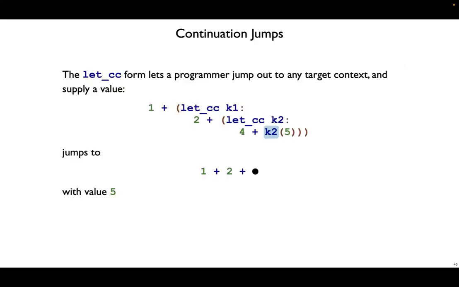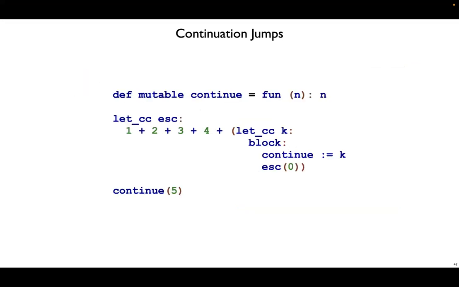So that's jumping out. Now, does it ever make sense to jump into a continuation? Yes, it does make sense to jump in. We just need to give a name to that continuation that we want to jump to. And for that, the easiest way to go is mutation. So here we define a mutable variable. Its name is continue, and it's going to be a function. Right now, it's a placeholder identity function. Then we bind the current continuation to the name escape.